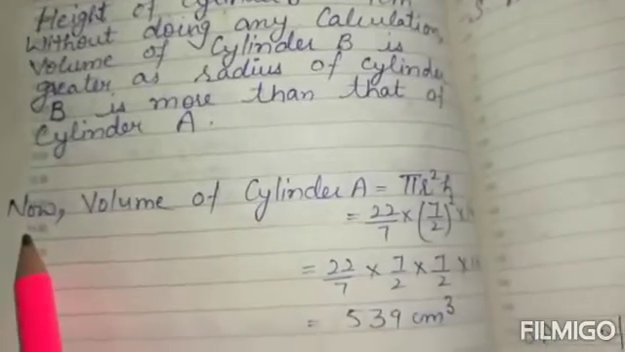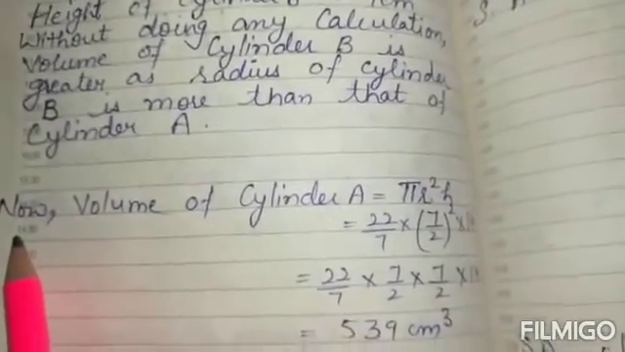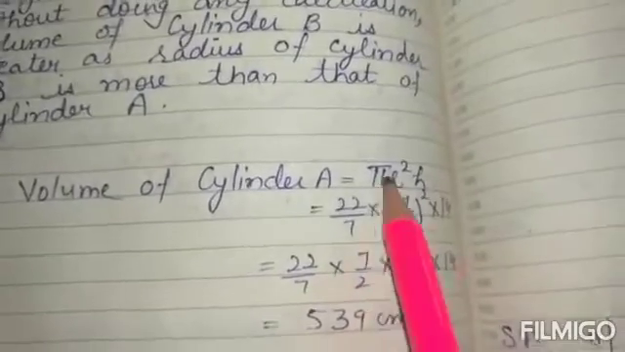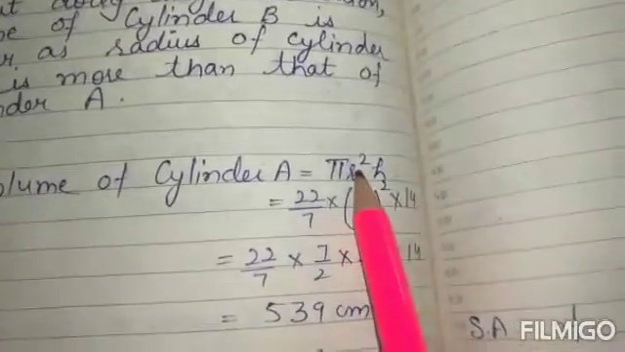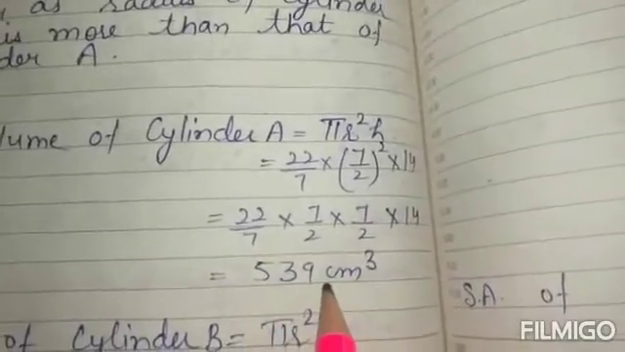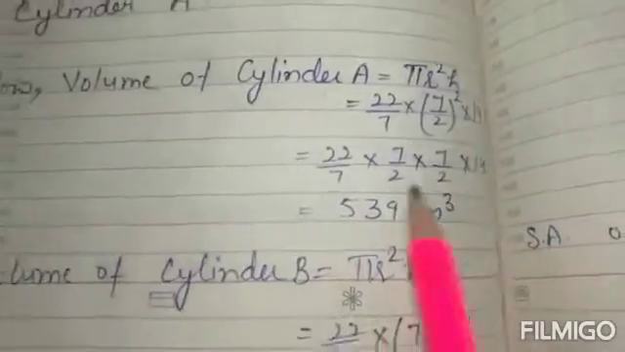Now we will find the volume of cylinder A. Pi r square h, 22 by 7, value of the pi, 7 by 2 square into 14. When you solve it, you will get 539 centimeter cube.